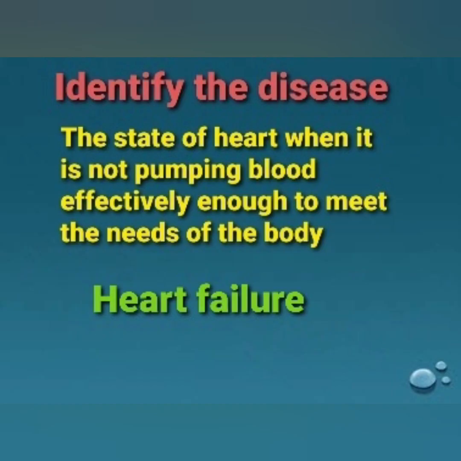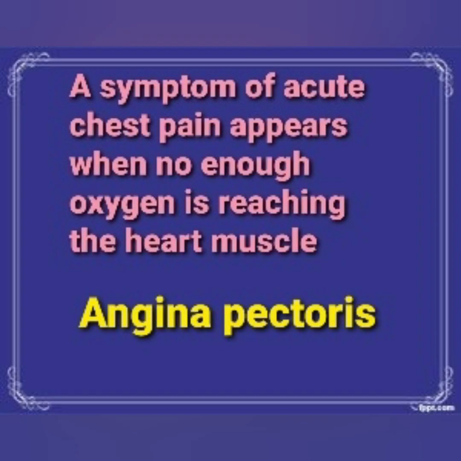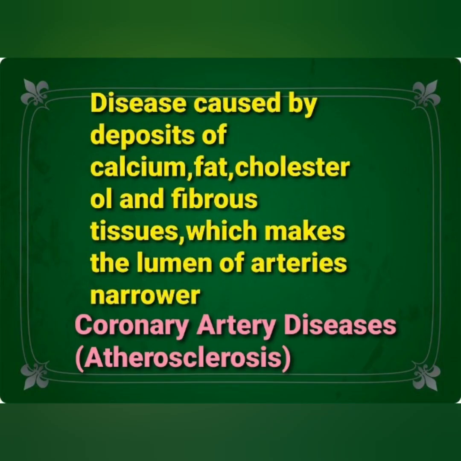Now identify the disease. The state of heart when it is not pumping blood effectively enough to meet the needs of the body. The answer is heart failure. Next one, a symptom of acute chest pain appears when not enough oxygen is reaching the heart muscle. The answer is angina pectoris. Now, disease caused by deposit of calcium, fat, cholesterol and fibrous tissue which makes the lumen of arteries narrower. The answer is coronary artery disease or atherosclerosis.